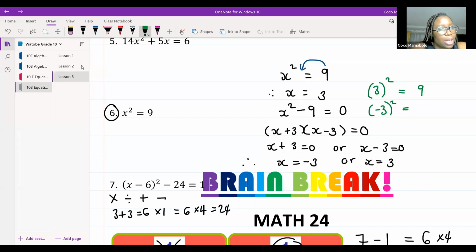Let me know. What is the answer? Negative 3 all squared is? That's it. It's also 9. So we need to be very careful when we take the square root of a number. My answer is always going to be either positive or negative, that answer. Okay, it's never just going to be 1.